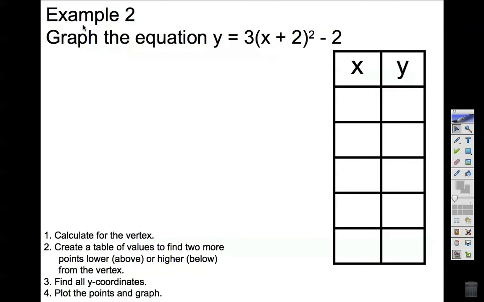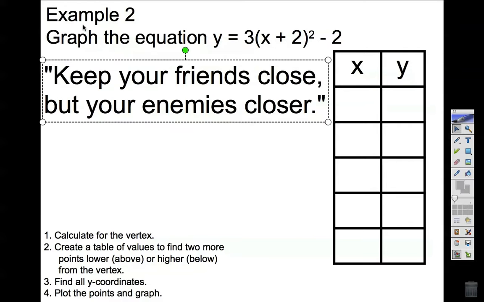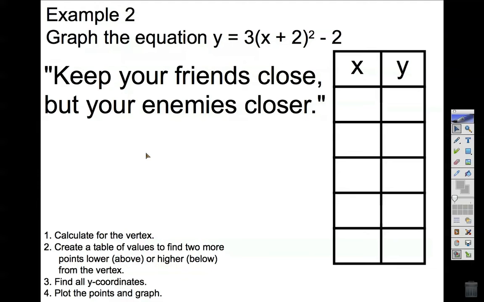There is a line in the movie The Godfather Part 2 that I like to use. This line helps students identify the vertex when we're given an equation in this specific form. That line is the following: keep your friends close, but your enemies closer. Right, if you are very cool with someone, you're going to follow that friend's advice. But if you have an enemy, you're not going to follow the advice. Tendencies are you're going to do the complete opposite of that. And this is where finding the vertex comes into play.